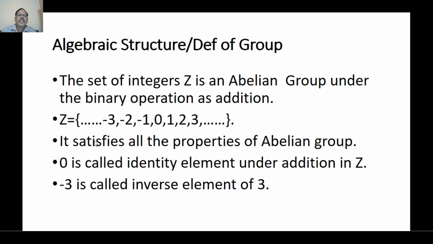And hence it satisfies all the 4 properties: closure, associative, identity and inverse. And in addition to this, it satisfies the commutative property also. So you observe that 2 plus 3 is equal to 3 plus 2, and minus 2 minus 1 is equal to minus 1 minus 2. So it satisfies the commutative property also. Therefore, it is an abelian group under addition.